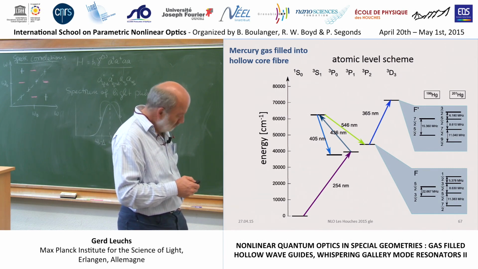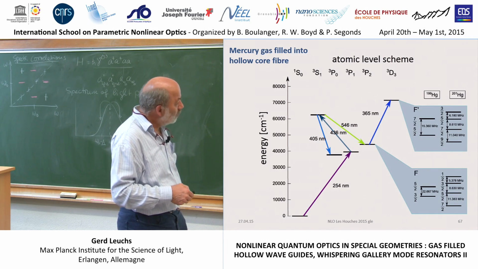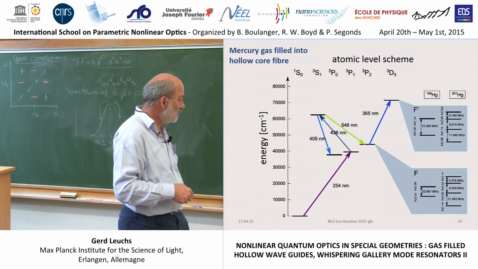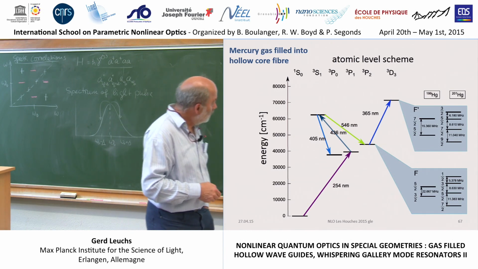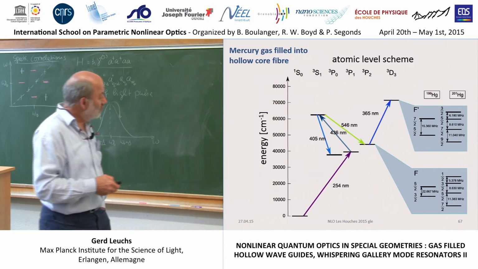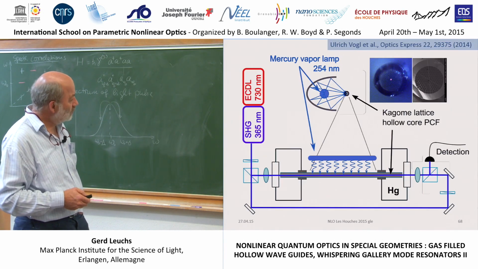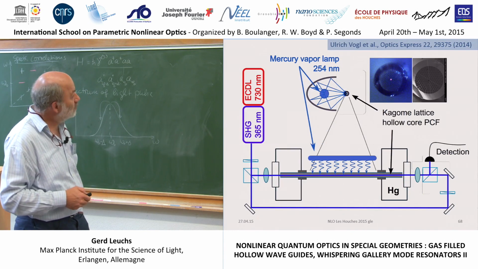Then, first of all, you have to get population up here. It's no use if the mercury atoms are in the ground state and you apply this radiation, you will see no interaction. So what Ulrich Vogel has done, who is the key person on this experiment, here, this is the first paper out.